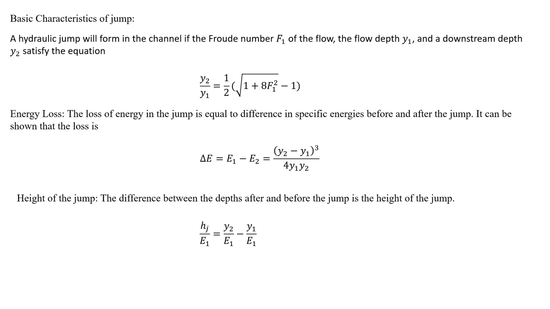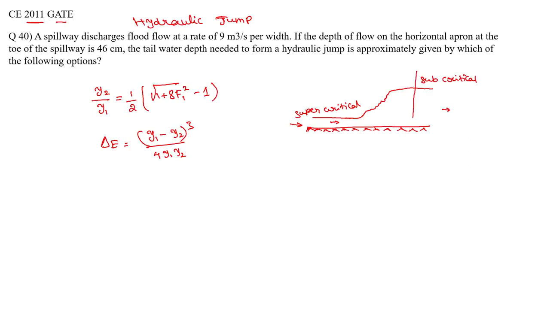So a hydraulic jump will form in a channel if the Froude number of the flow and the flow depth y1 are known, and the downstream depth y2 can be calculated using this particular relation. Let's see, if I take section 1 and section 2 here, I have y1, v1, F1, and similarly y2, v2, F2. Suppose we know y1 and F1 at the upstream, we can calculate y2 and subsequently other terms also. So the question essentially uses this particular relation only.